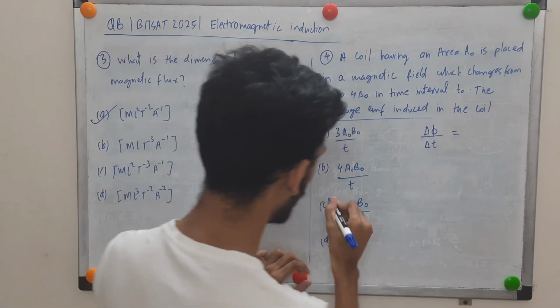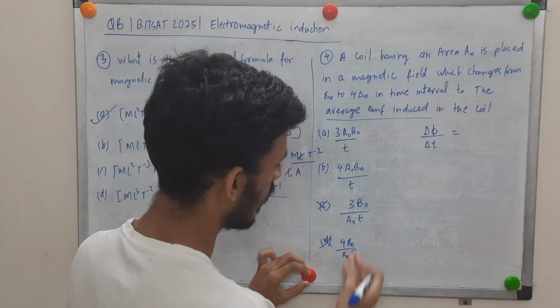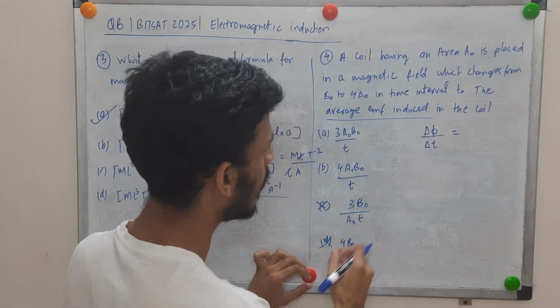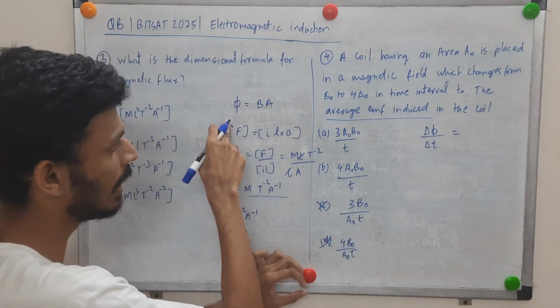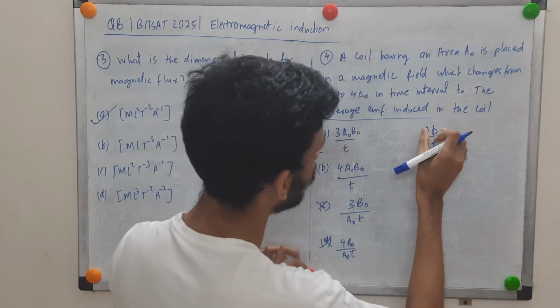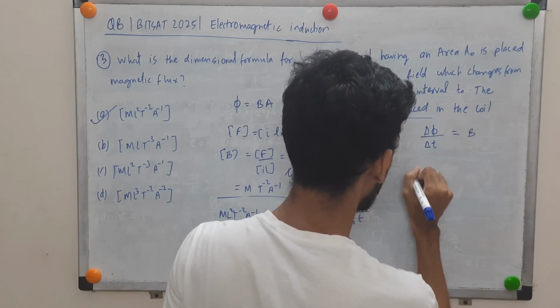So what is delta phi? First of all, you can see that for these two options, even the dimensions are not matching, right? B into A by T should be the dimension. So delta phi by delta T gives the induced EMF. So what is the change in the flux? Flux is given as BA. So let's write it.